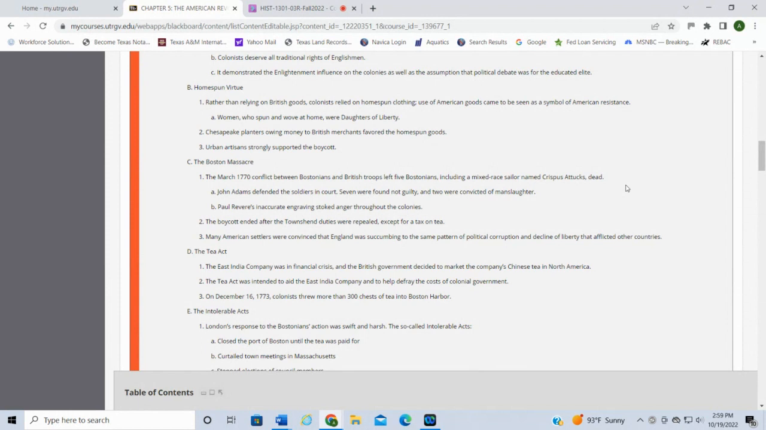So women who spun and wove at home were daughters of liberty, and the Chesapeake planters owing money to British merchants favored the homespun goods, as well as the artisans, right? Since British goods weren't being bought in America, this allowed local industry to really ramp up, right? So local merchants could get a foothold on these domestic markets and allow people to buy domestically instead of buying imported goods here.